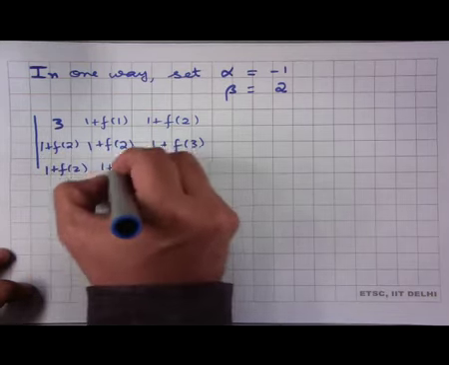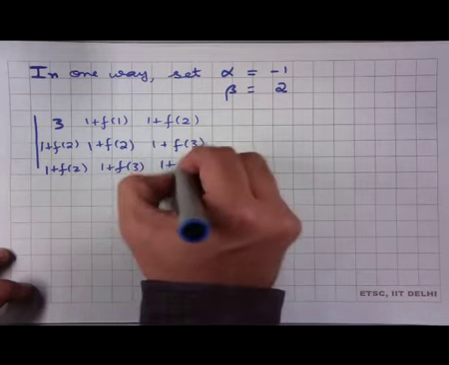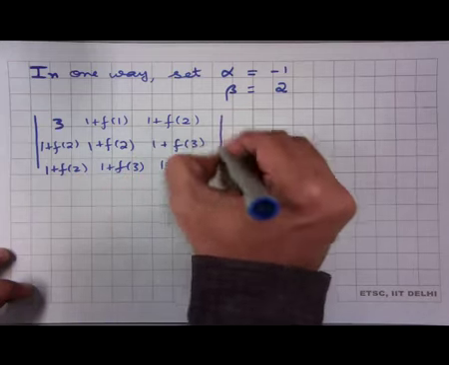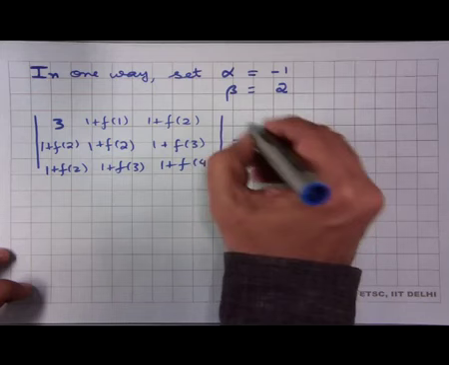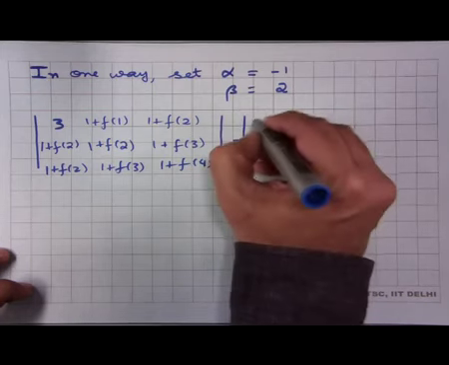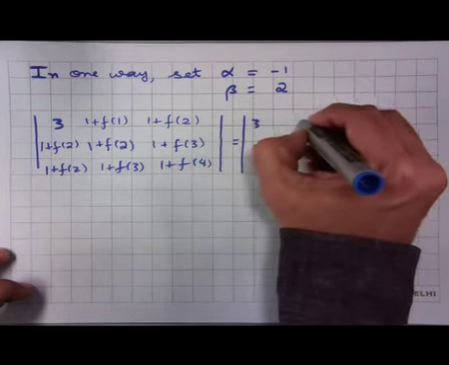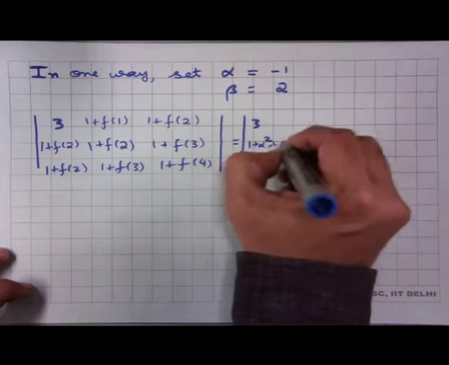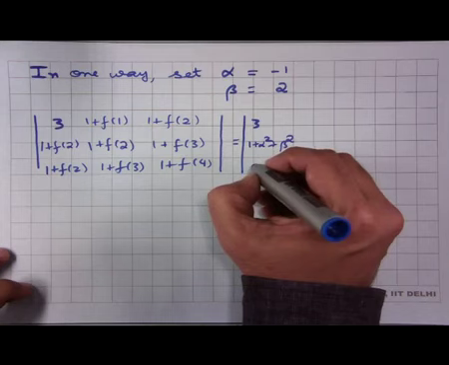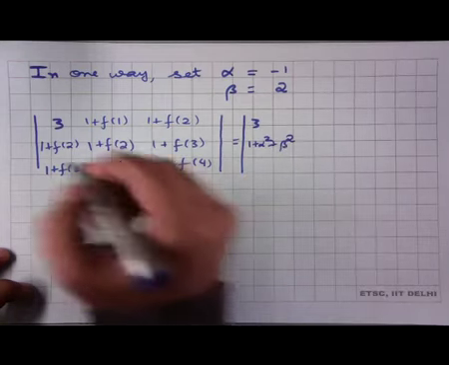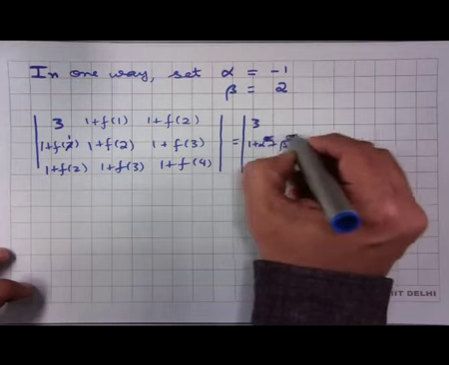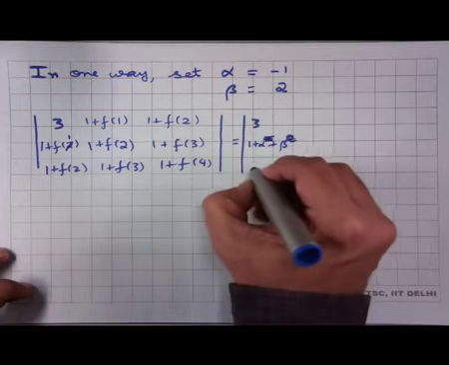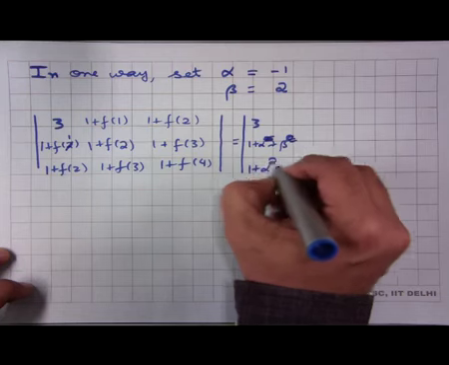1 plus f3, 1 plus f4. So let us write it down in general for alphas and betas, and then we will replace those values. So this is 3, 1 plus alpha square plus beta square. Excuse me, I think this should be 1. So then this is just 1 plus alpha plus beta. Then this is 1 plus alpha square plus beta square.